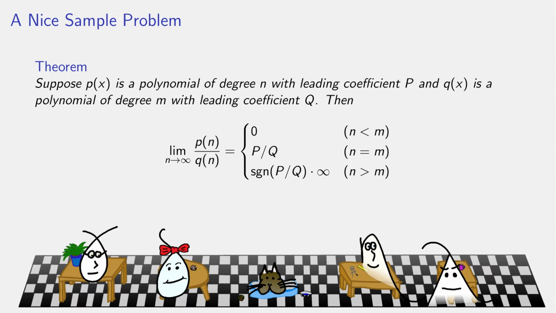And if the degree of the numerator is larger than the degree of the denominator, the limit is the sign of the ratio of leading coefficients times infinity, where the sign of a number is 1 if the number is positive and -1 if the number is negative. It's 0 if the number is 0, but that's actually guaranteed not to happen here because leading coefficients are never 0. So go ahead and try to work through this.